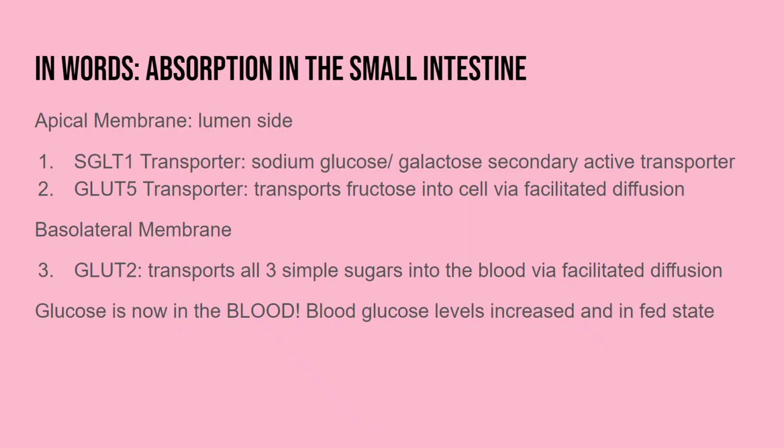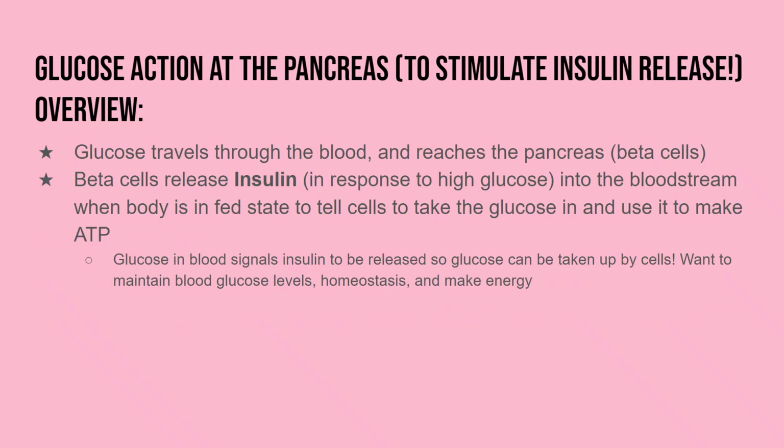So here it's written out in words, everything we just talked about. So now glucose is in the blood, and blood glucose levels are increased because we just ate food and the sugars are in our blood. So now the glucose is going to travel through the blood and reach the pancreas, which has beta cells. Beta cells are just special cells in the pancreas. And the beta cells are going to release insulin, which is a hormone that's released in response to high blood glucose. So that makes sense.